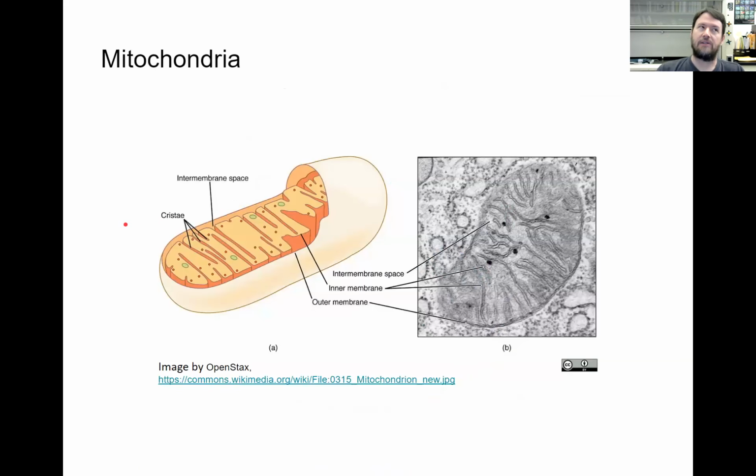All right, so nucleus: double membranes and DNA. Okay, there's actually a couple other organelles that have double membranes and DNA.